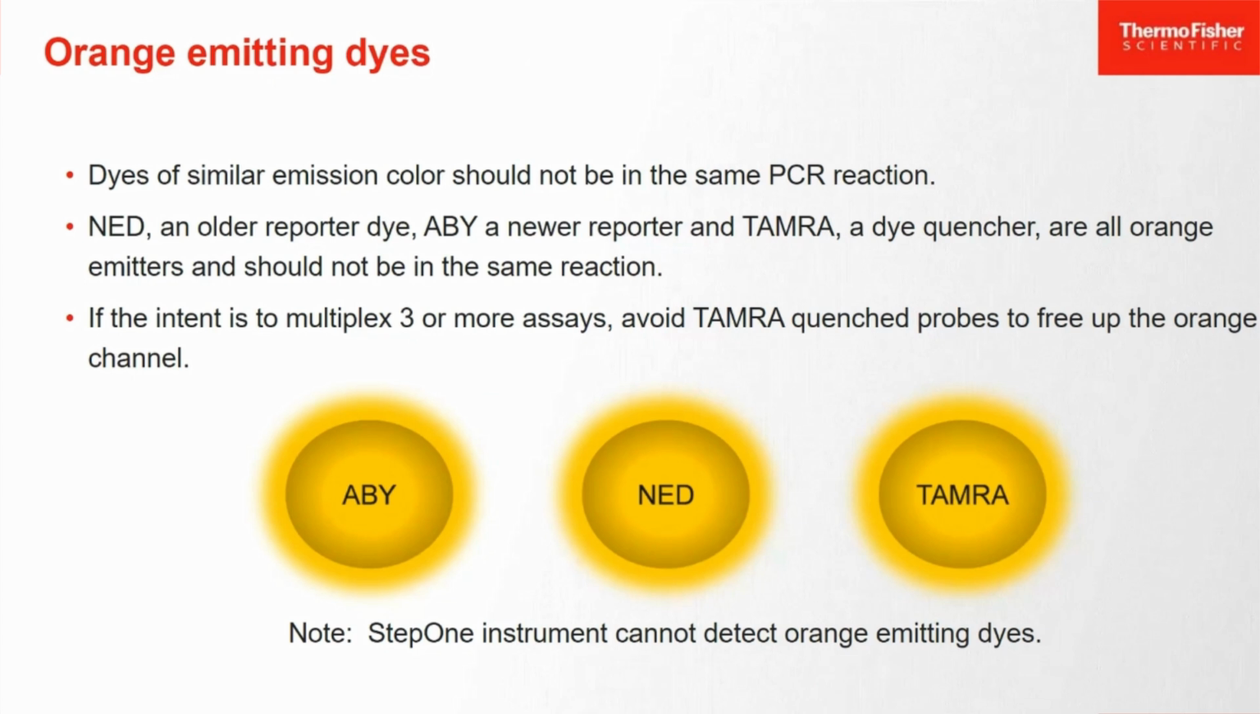And one of the rules is not to put in the same reaction dyes with the same color. So for example, for orange, we have NED, ABY, and TAMRA. So NED and ABY we can use as reporters. TAMRA, we use as a quencher in some cases. So these dyes, like ABY, NED, TAMRA, should not be together in the same chemistry. And if one intends to use the orange channel for multiplex, it's best to avoid TAMRA quenched probes. That way it frees up the orange channel.